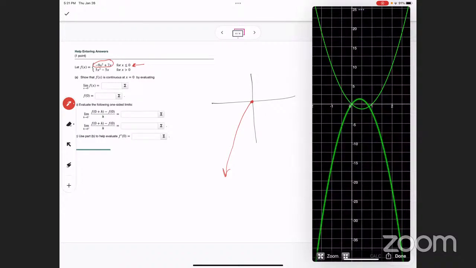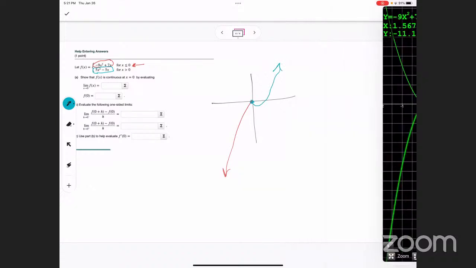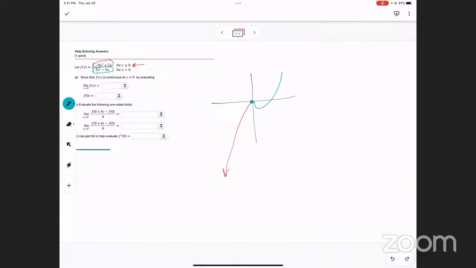So if I graph that one, do you see what that does? It starts here and it goes like that. So that graph, which I'll do in blue, starts here and it goes down and then up like this. I didn't do that very well. Try it again. Goes down and up.